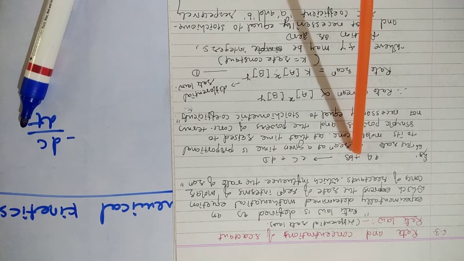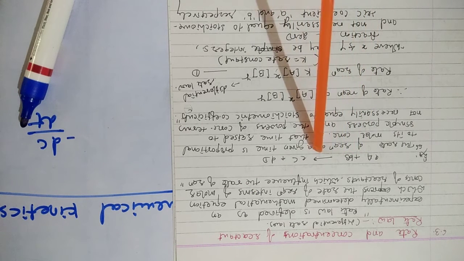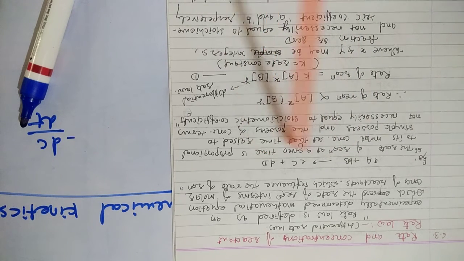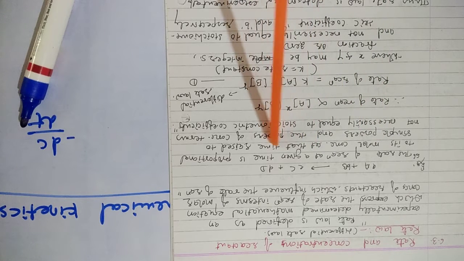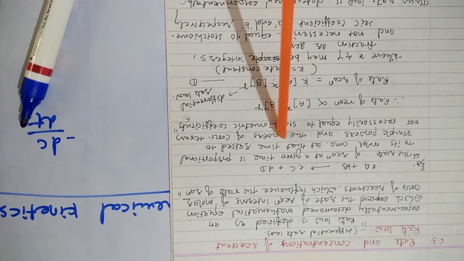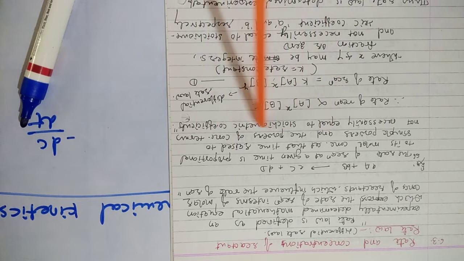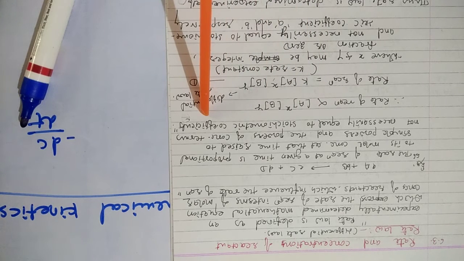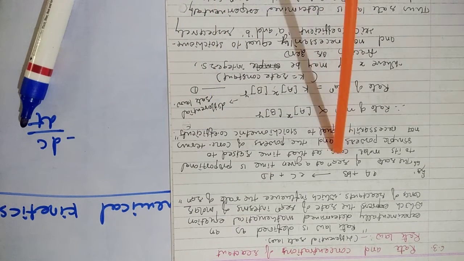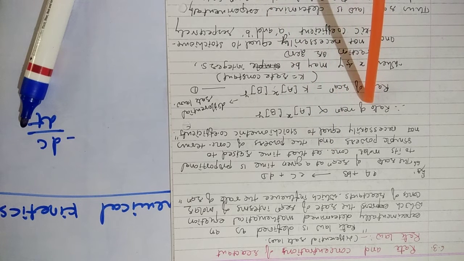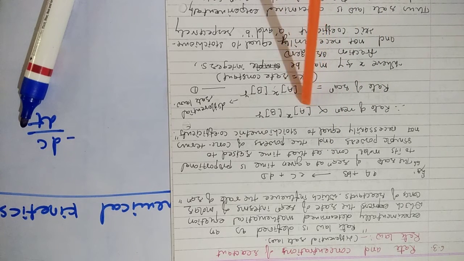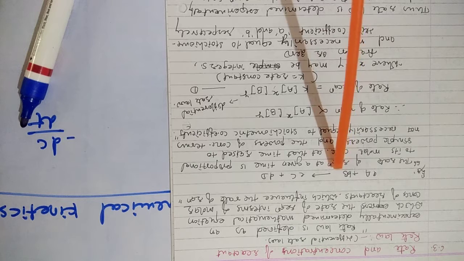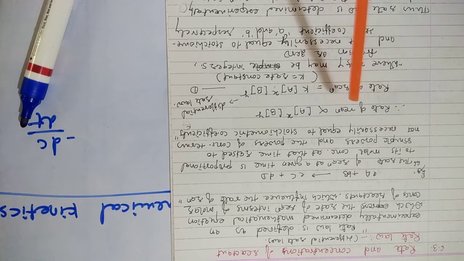Consider the general equation aA plus bB gives cC plus dD. A and B are the reactants and C and D are the products. The rate of a chemical reaction at a given time is proportional to its molar concentration at that time raised to simple powers, and the powers of the concentration terms are not necessarily equal to the stoichiometric coefficients. That is, the rate is directly proportional to [A] raised to x, [B] raised to y, where x and y are not the coefficients of A and B.